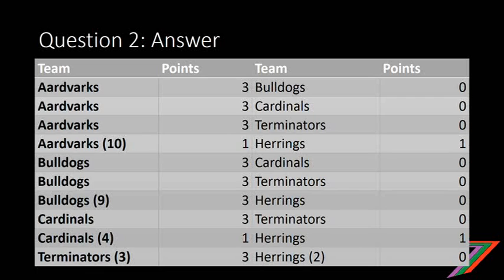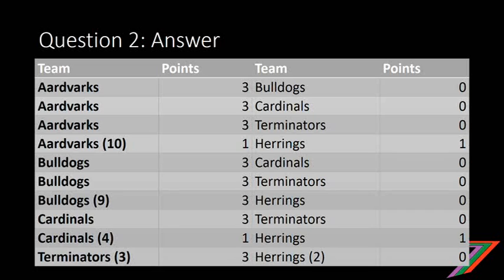And Cardinals 4. The only way you can get to 4 would be a win and a draw. So we got those draws there. So the Aardvarks therefore drew with the Herrings, and they got their 3 wins by beating the Bulldogs, the Cardinals, and the Terminators. So that's their 10 points accounted for. The Bulldogs, we said they lost to the Aardvarks, so they must have got their 9 points by defeating the other teams. So that would be the Cardinals, the Terminators, and the Herrings. So that's their 9 points sorted out.